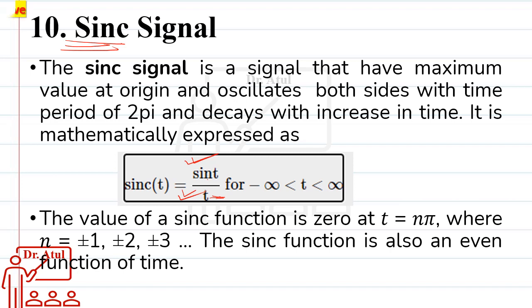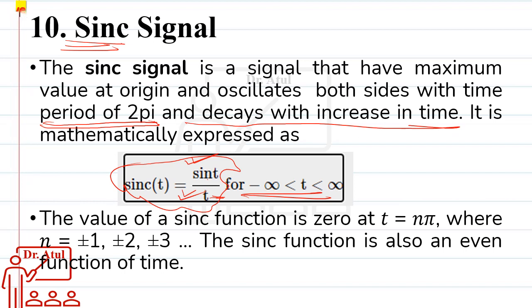It is important that it has a time period of 2 pi. The sinc signal has a time period of 2 pi, and it decays continuously with time. So it is decaying with increase in time, and mathematically sinc t equals sine t by t for minus infinity to plus infinity.